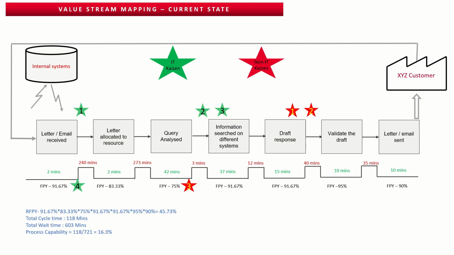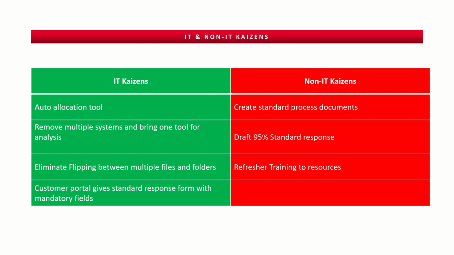Then the team did some brainstorming further and identified IT and non-IT Kaizens. IT Kaizens are marked in green color and their steps are shown where they have been implemented, and non-IT Kaizens are marked in red. So some of the IT Kaizens were auto allocation, removing multiple systems and bringing one tool, eliminating flipping between multiple files and folders by automating, and a customer portal that gives a standard response form with mandatory fields.